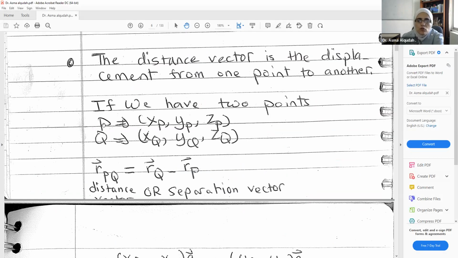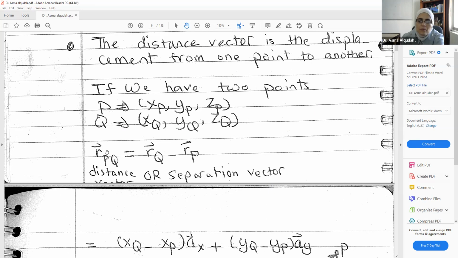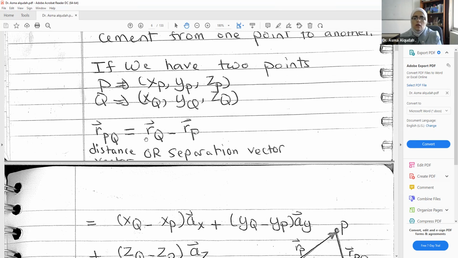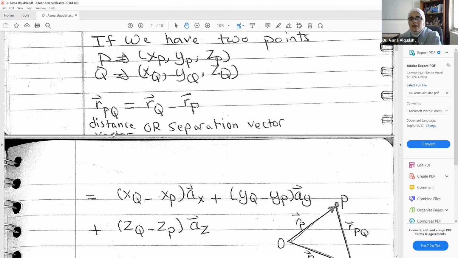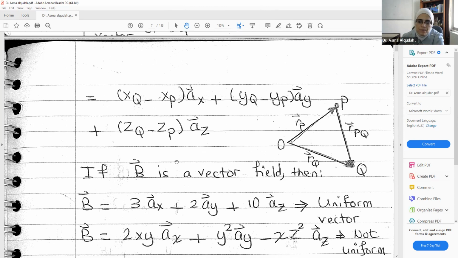If we have two points, P and Q, and we want to find the distance vector from P to Q, we use the position vector of Q minus the position vector of P. We call it the distance vector, sometimes the displacement, and sometimes the separation vector between two points. They're all equivalent to each other.